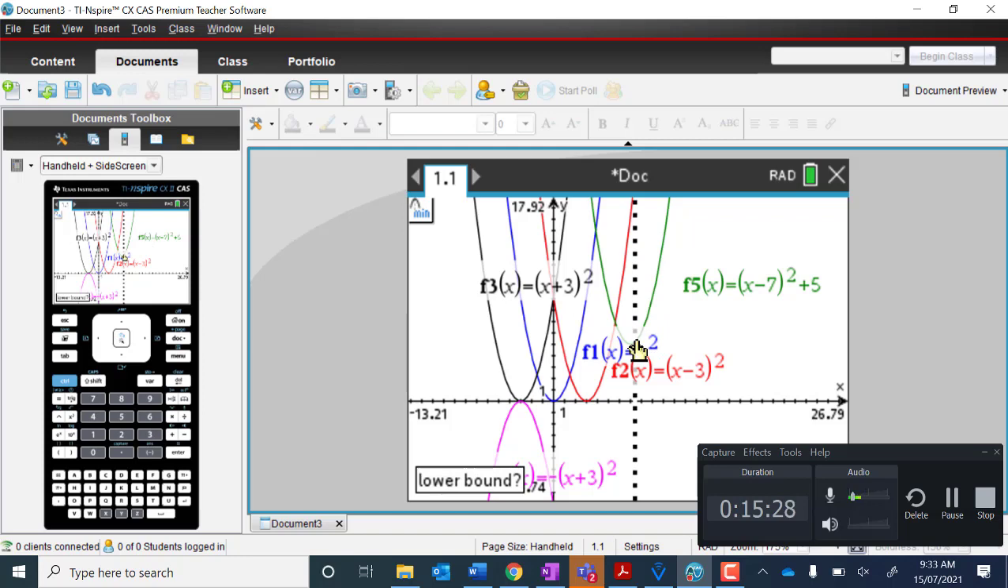Then it says it wants a lower bound. Well, basically, we've got to pick a point to the left, press the mouse button down, and then drag it across. And that will find, as you can see, the minimum. It'll find the turning point, which is the coordinate 7, 5.